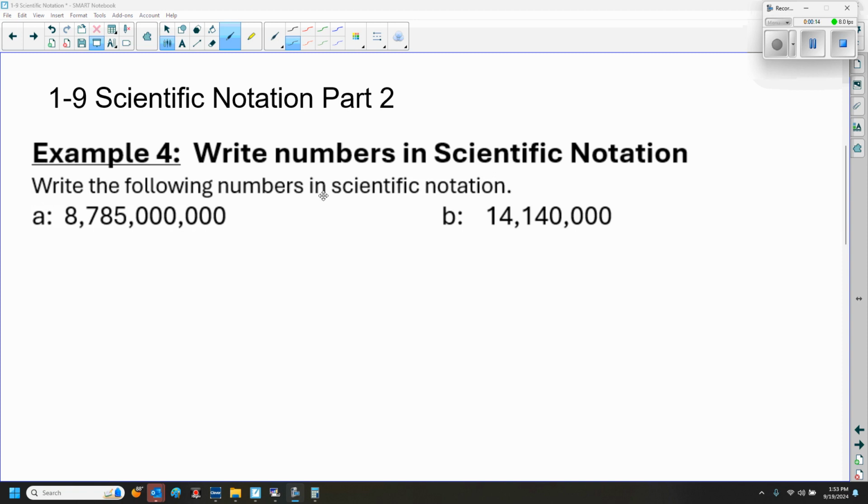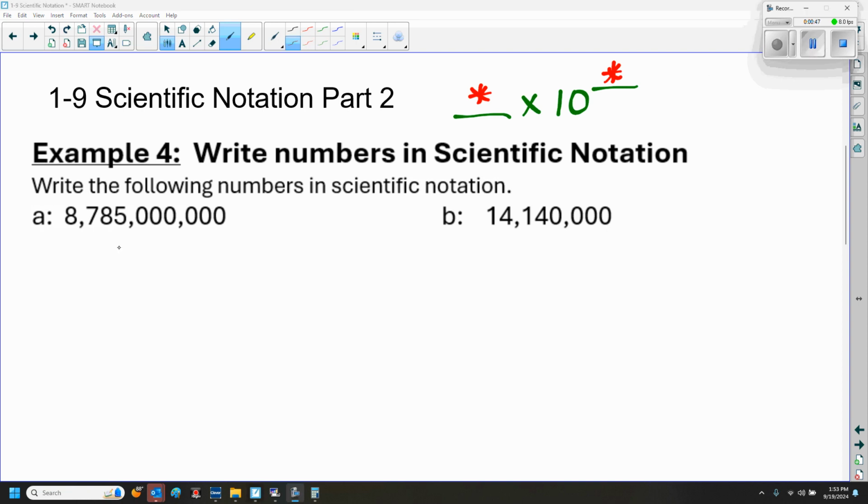So we want to write these numbers in the form something times 10 to the something, where this first something has to be greater than or equal to 1 and less than 10. And then this something up here is an exponent that tells us which way we are going to move the decimal. It tells us if we are going to move it left or right.